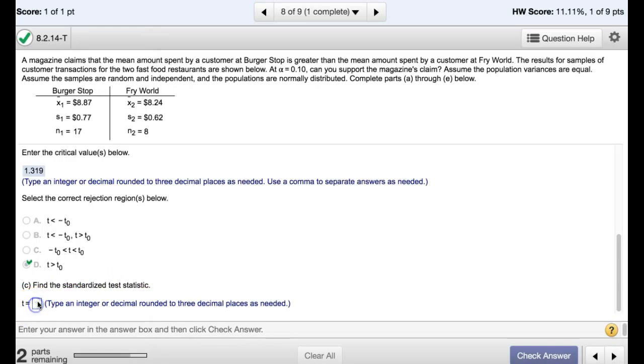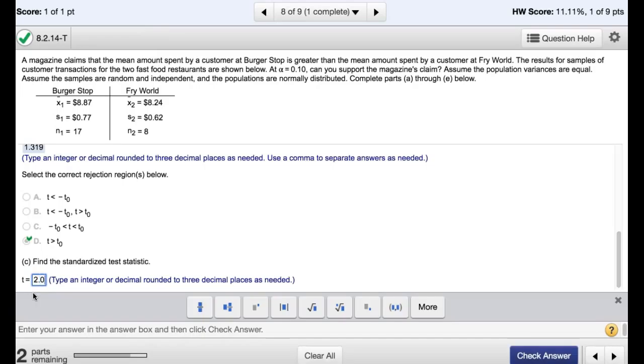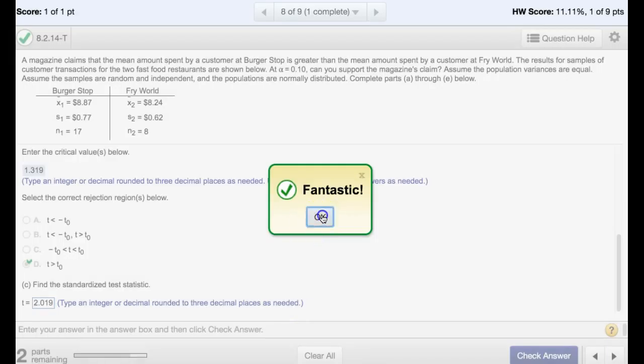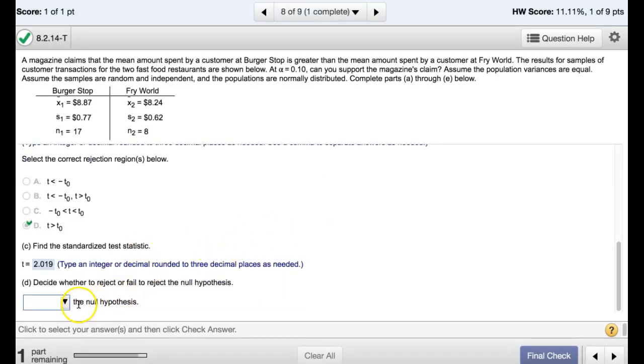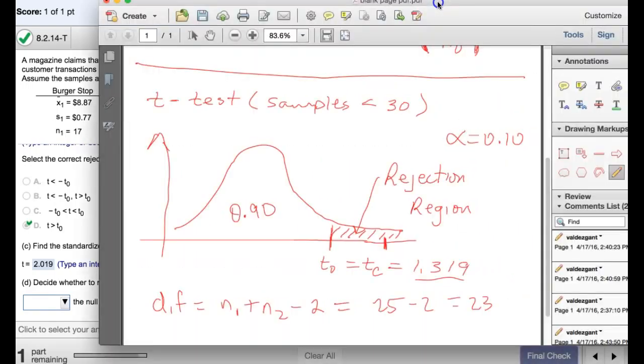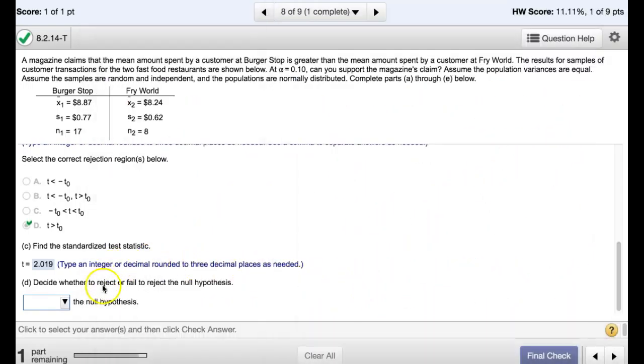I think that's what we'll use here. 2.019. And then from that, we need to decide whether to reject or fail to reject the null hypothesis. And again, we were well within the rejection region, so we will have to reject our null hypothesis.